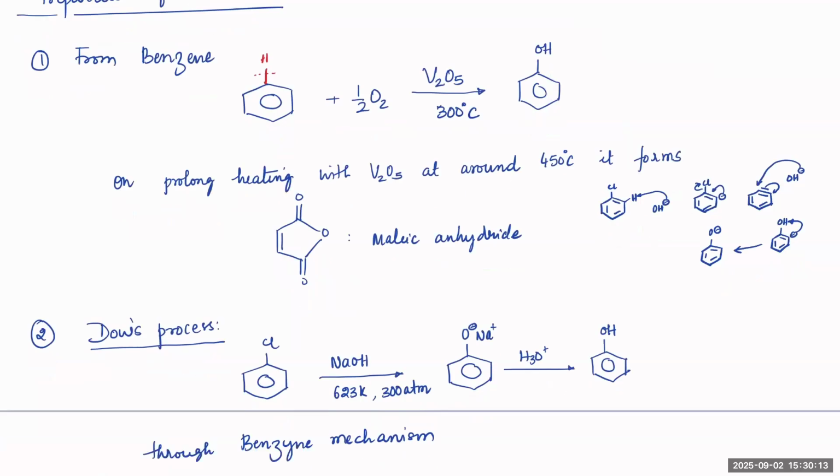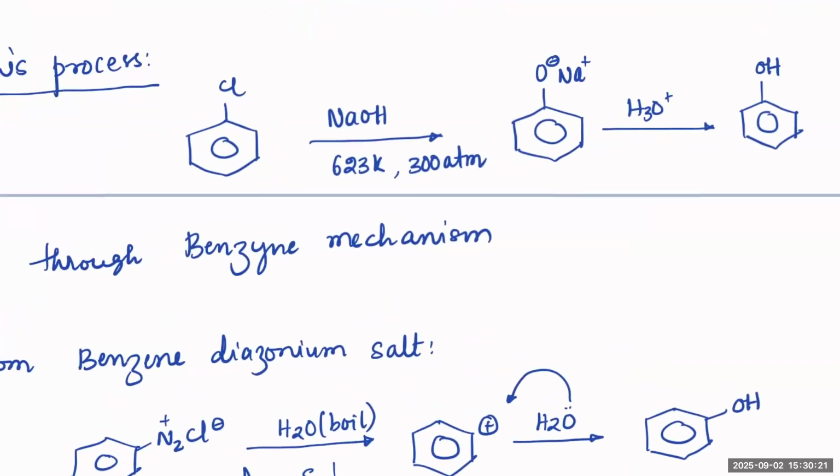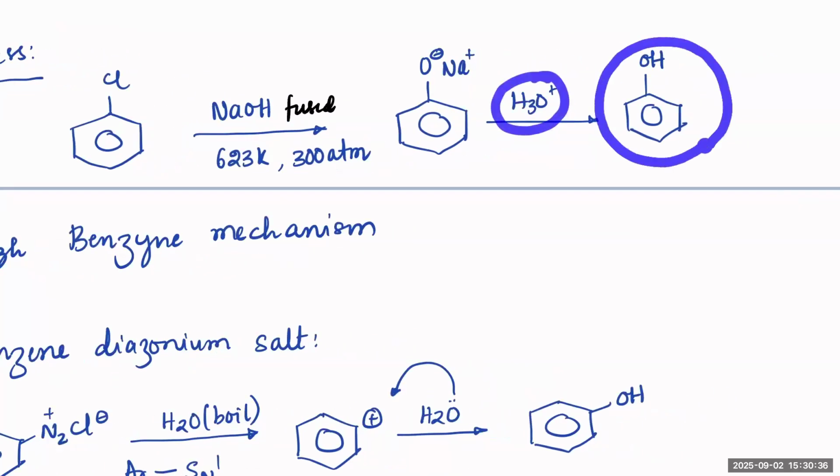Next, Dow's process. If you have chlorobenzene react with NaOH, it should be fused. Fused means there should not be any water content in it. Only the fused form. Then the Cl will go, you will get O minus Na plus, and later on if you hydrolyze, it will convert into phenol.